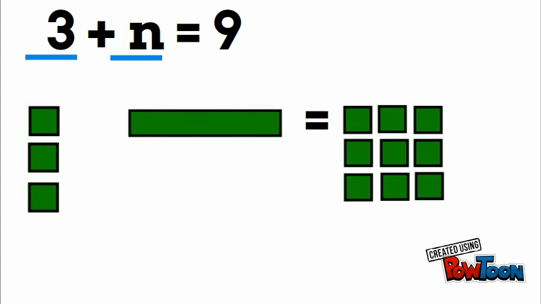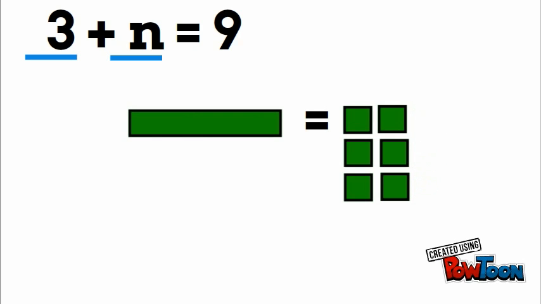So now I have to get the variable by itself. So I'm going to take away the 3 that are on the left side. So now I also have to take away 3 from the right side of my equation. So what's left is my answer. So I have my variable on the left side. So I have n equals 6. And that's the answer to our equation.